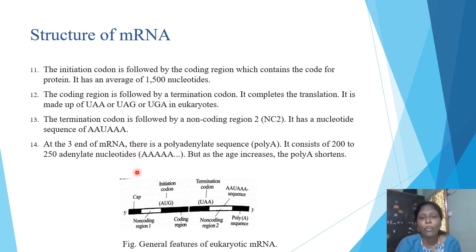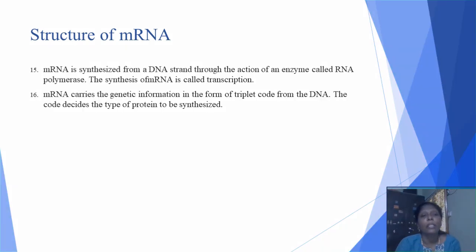At the 3' end of mRNA, there is a polyadenylate sequence. It consists of 200 to 250 adenylate nucleotides, but as the age increases, the poly A shortens. The next point is that the mRNA is synthesized from the DNA strand through the action of an enzyme called RNA polymerase. The synthesis of mRNA is called transcription, which we already discussed. Then the 16th point is that mRNA carries the genetic information in the form of triplet codon from the DNA. The code decides the type of protein to be synthesized. So this also we already discussed.